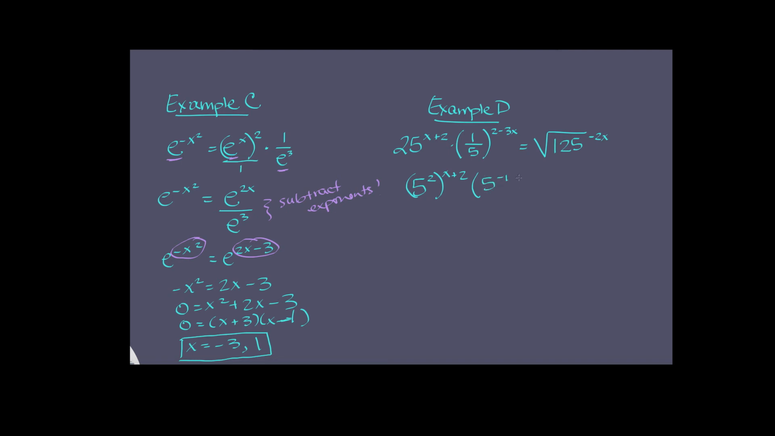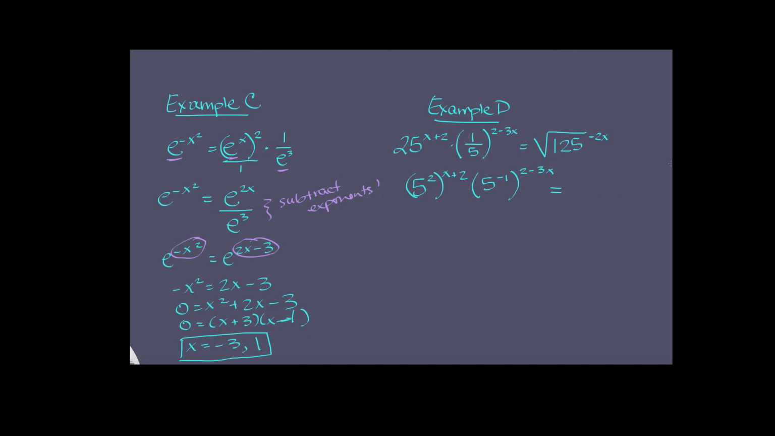If you're not comfortable with your negative powers, you're going to want to get comfortable. 1/5 is 5 to the negative 1. And we have that to the 2 minus 3x. And then 125 is 5 to the 3rd power. But remember that this square root is actually to the 1/2 power. So hopefully you remember that.